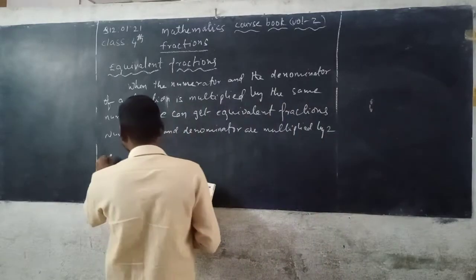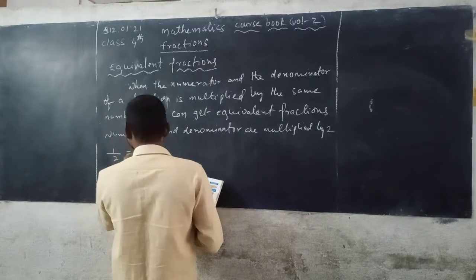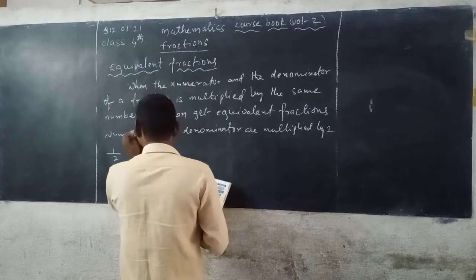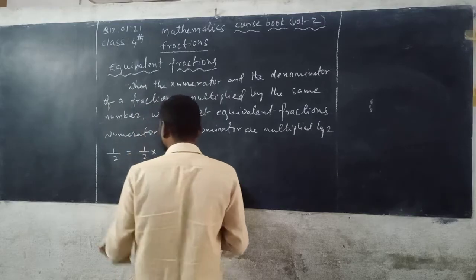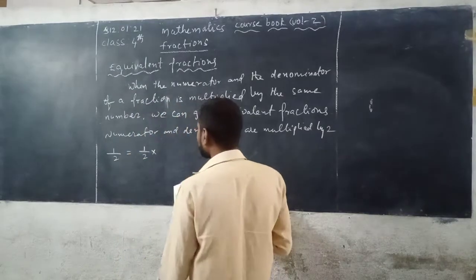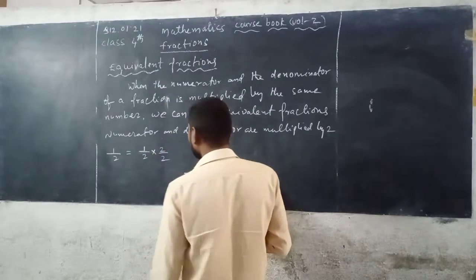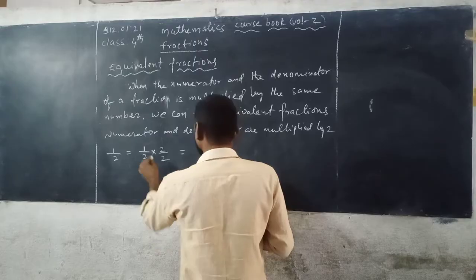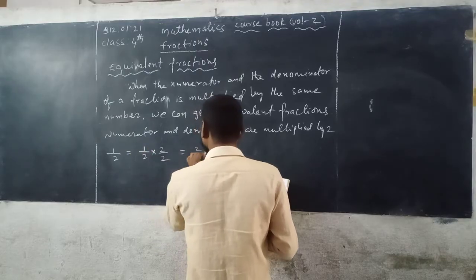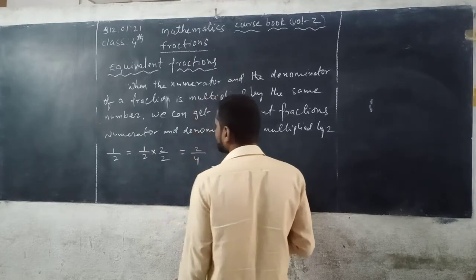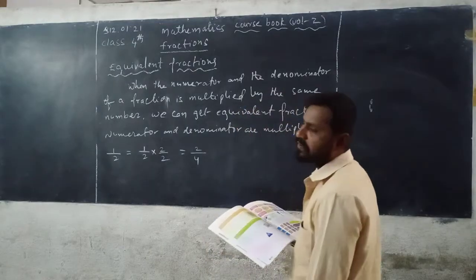See here, this is the given fraction 1 by 2. The numerator and denominator of 1 by 2 are multiplied by 2. Means 2 ones are 2, 2 twos are 4. So 1 by 2 is equivalent to 2 by 4.